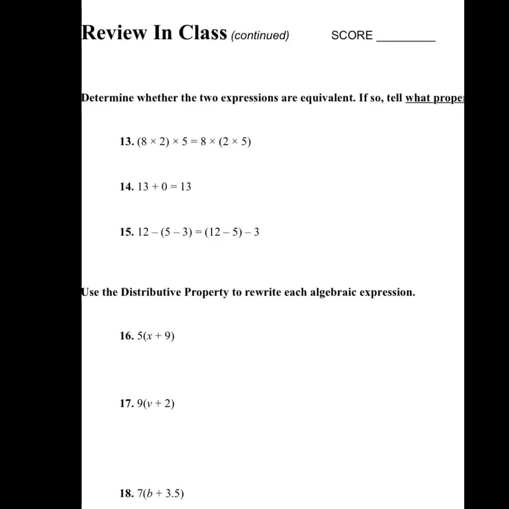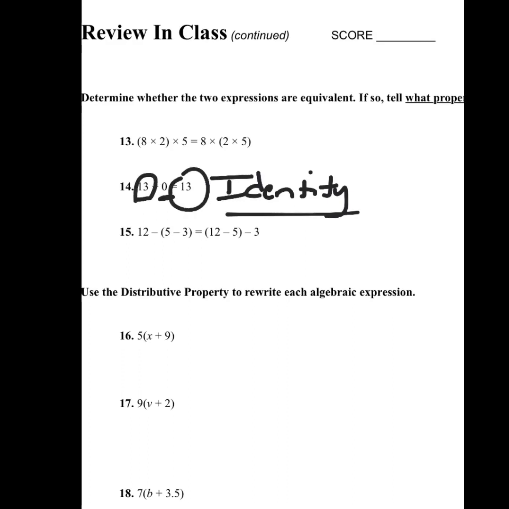For number 14, it's just 13 plus 0 equals 13. That's the identity property of addition. And the reason that you can remember that one as identity is the identity of 13: if you add 0 to it, it keeps its identity. It's still the same. But if it's multiplication, to keep the identity, you have to multiply it by 1.